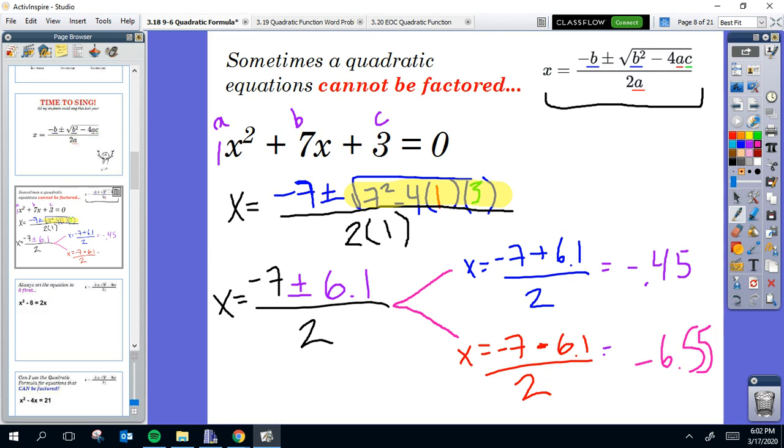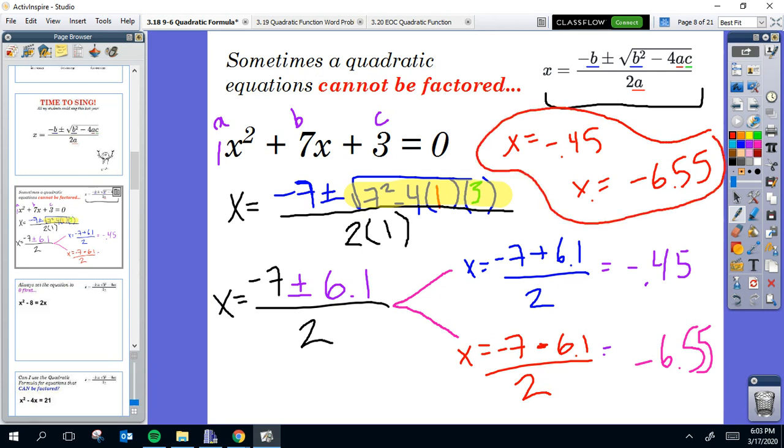So when I do that, these are going to be my answers. These are going to be my solutions. First one is x equals negative 0.45. And my second one is x equals negative 6.55. So I box that as my final answer.